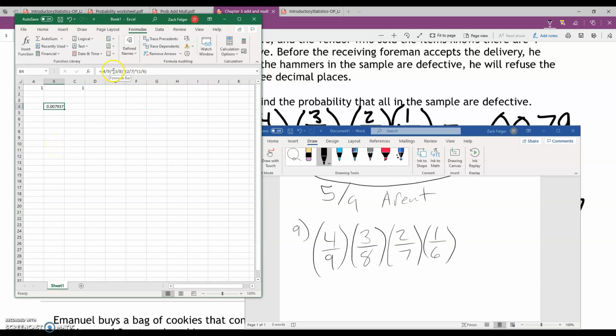Suppose you got to put the multiplication symbol in between those parentheses. So to do that, you hit Shift 8.